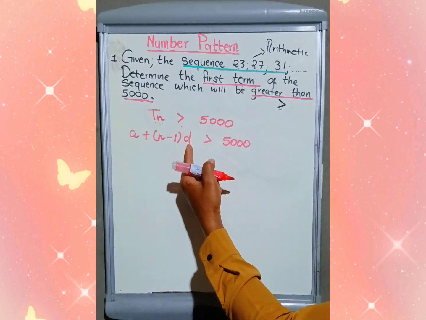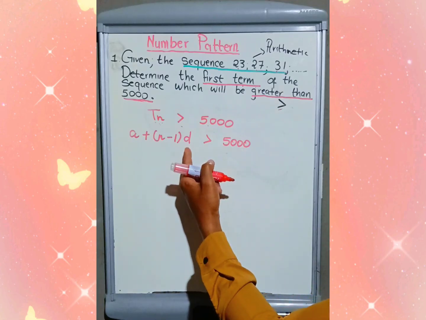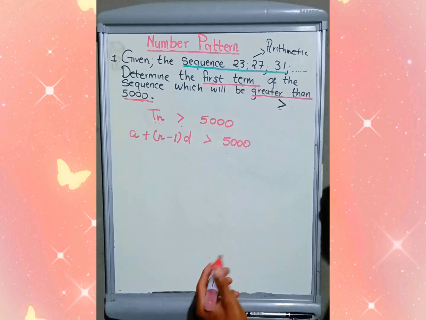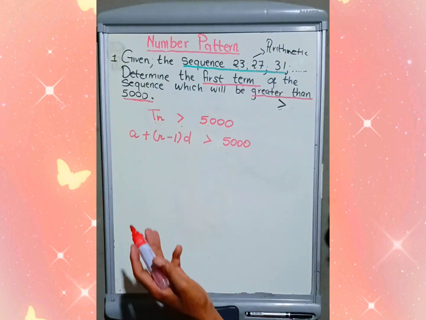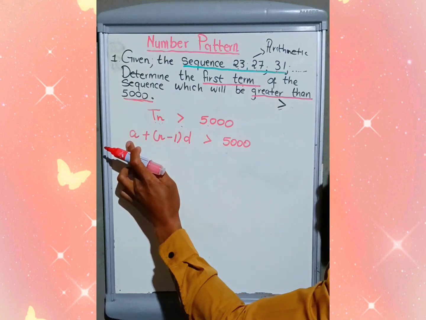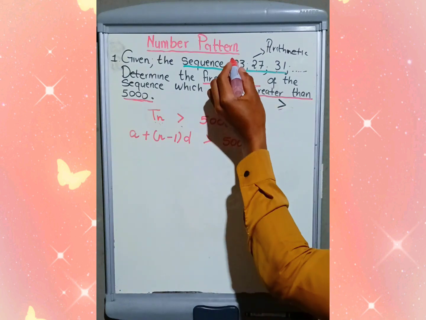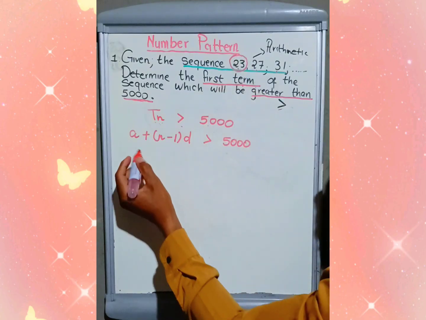But we know the value of a, and we know the value of d. What are you talking about? The value of d is very simple. Mr. Go says that the value of a is the first term of the sequence. We have the first term of the sequence. It is 23.